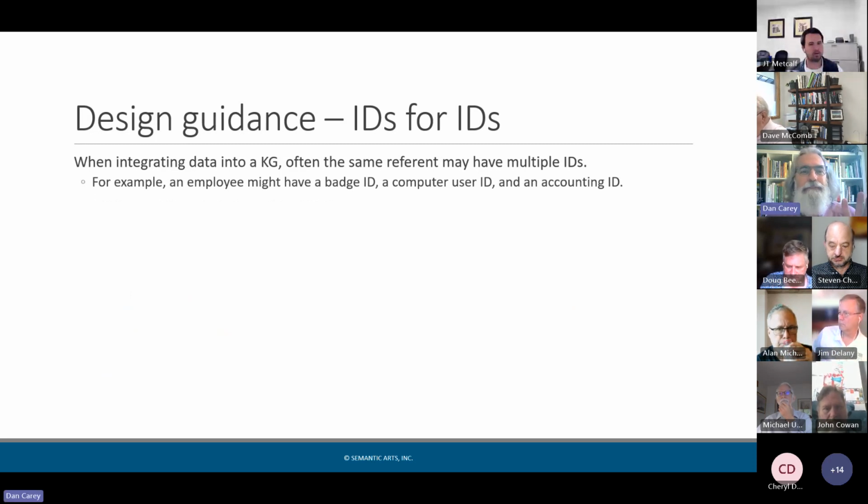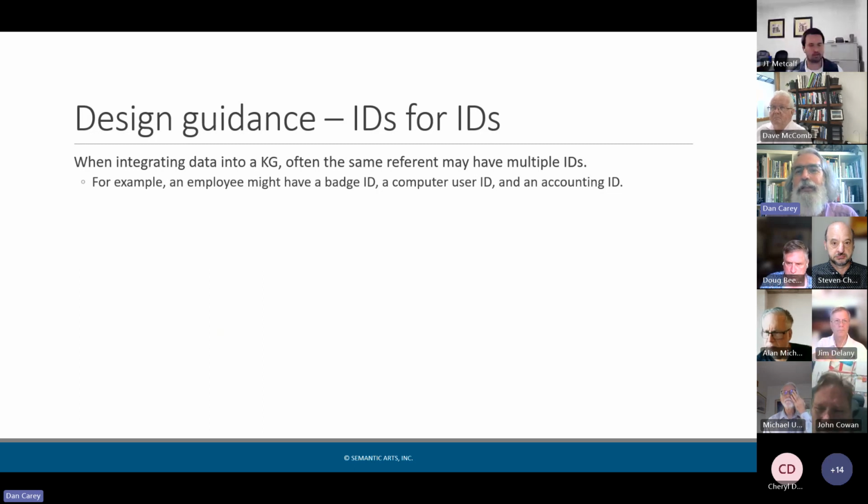There are a lot of IDs floating around within any given firm. Some are created by various information systems, some are created outside of them. But when you're integrating your data into a knowledge graph, a referent thing you're talking about may have multiple IDs, and you need to account for those. The example I give here is an employee can have a badge ID, their computer user ID, an accounting ID.